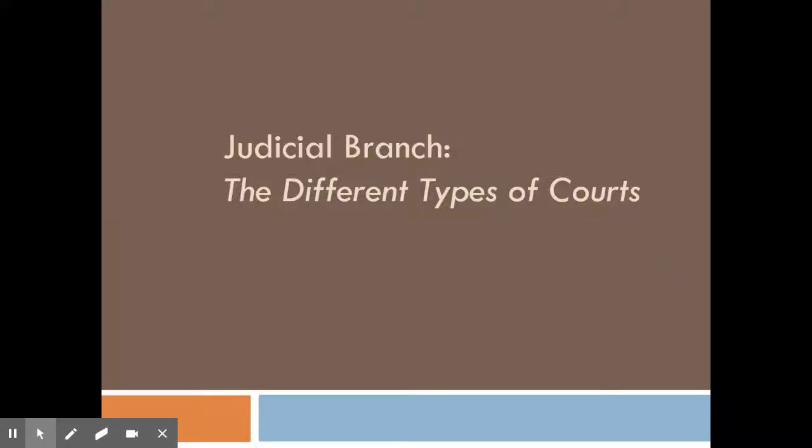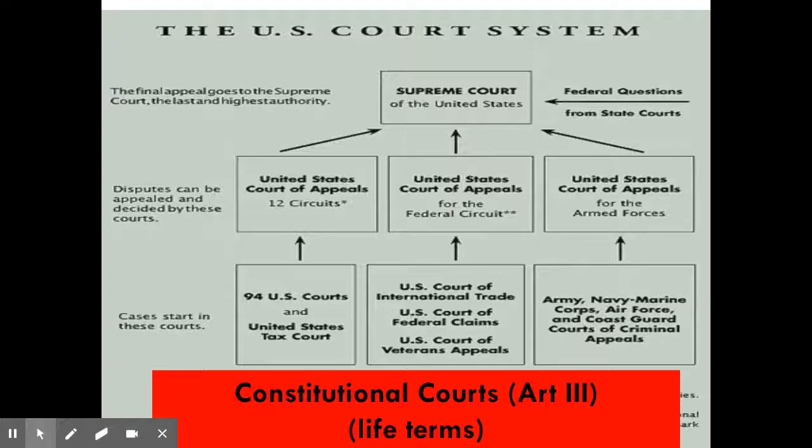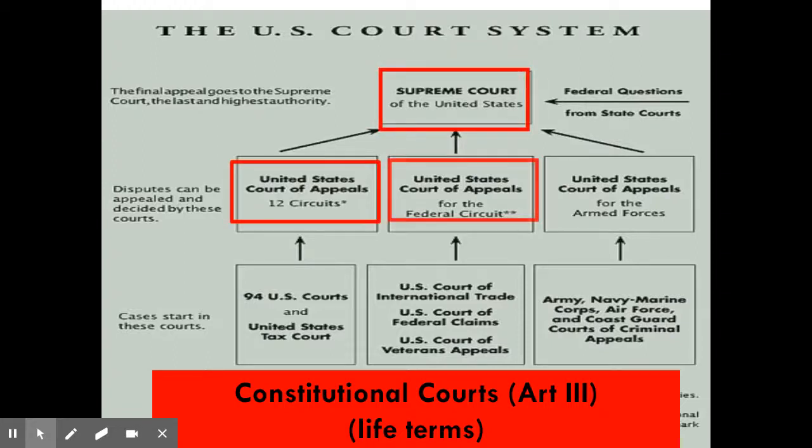This video just highlights the different types of courts that exist in the country. And 99% of our focus is going to be on the Supreme Court, but you just need to know that there are different types of courts.